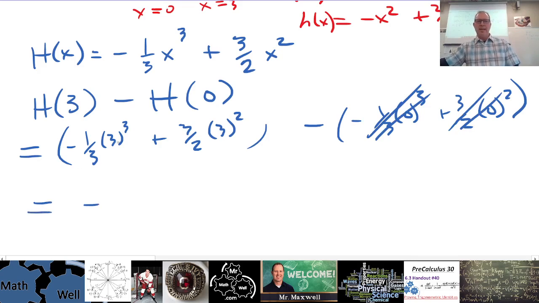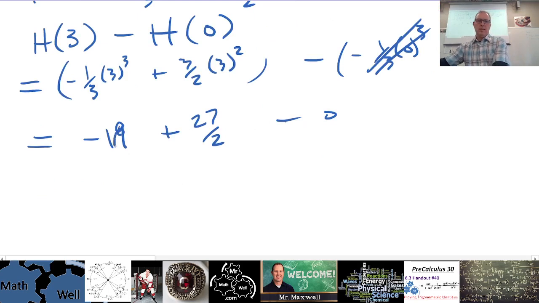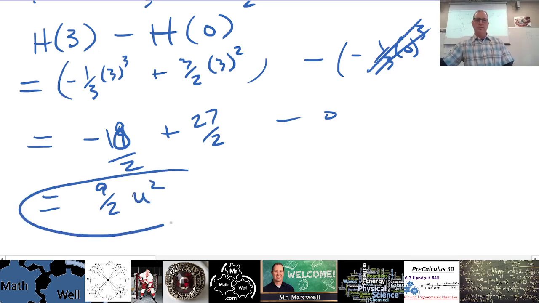So that's going to be negative 27 over 3, which is negative 9. This is going to be plus 3 over 2 times 9, which is 27 over 2, minus 0. So that's negative 18 over 2 plus 27 over 2, which is going to be positive 9 over 2. That equals 4.5, or just 9 over 2 is a good answer. Units squared.